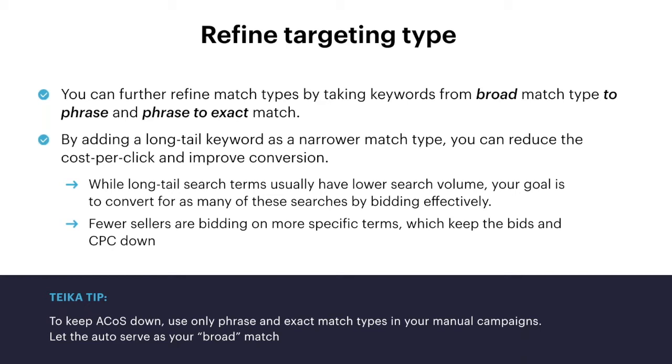We actually tend to see a lower cost per click and thus lower ACoS with that phrase and exact match types in the manual, just because, like Ari said, there's less people, and it's a lot easier to double down on what you're finding works well in those refined match types. So definitely really works well for efficiency, lower ACoS there.